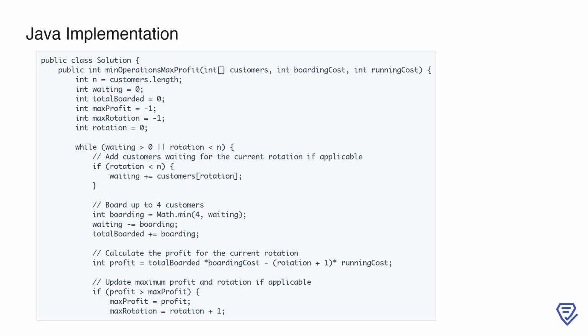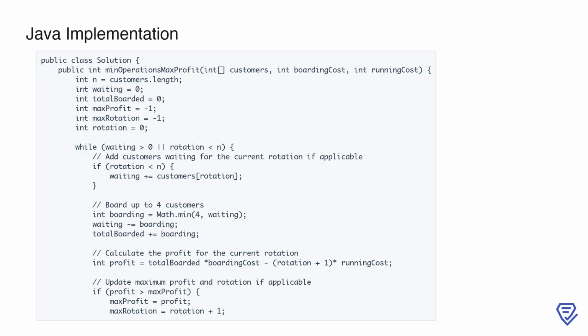The while loop runs as long as there are waiting customers or we haven't processed all the rotations in the customers array. In each iteration, we first account for new customers arriving during the current rotation by checking if the current rotation index is still within the bounds of the customers array. If it is, we add the number of customers arriving in this rotation to the waiting variable. Next, we calculate how many customers can board the wheel, with a maximum capacity of 4 per rotation. We update the waiting and total boarded variables accordingly.